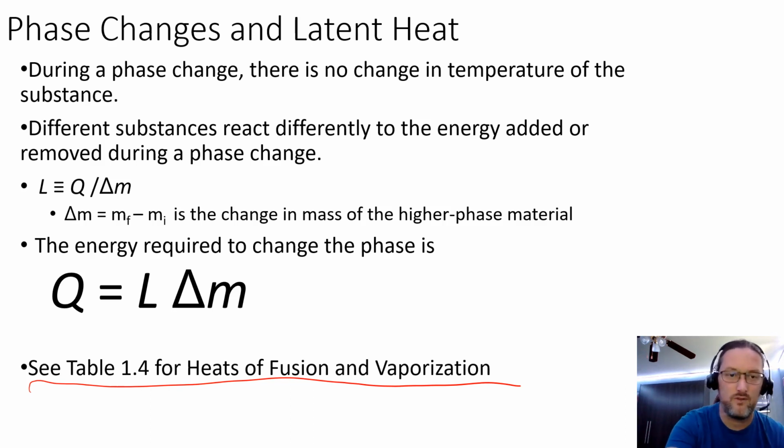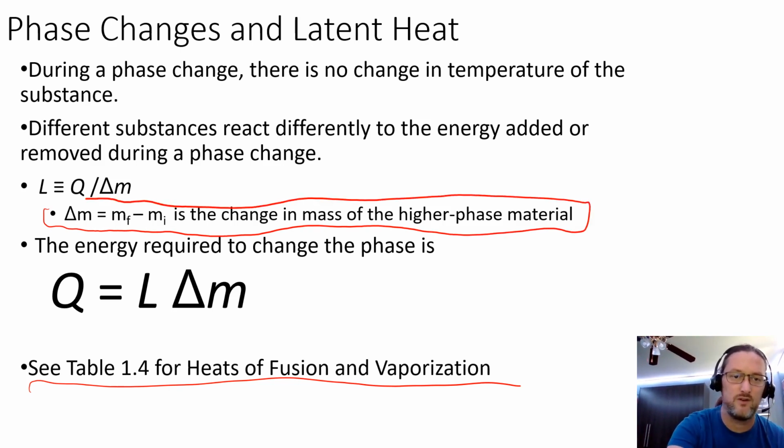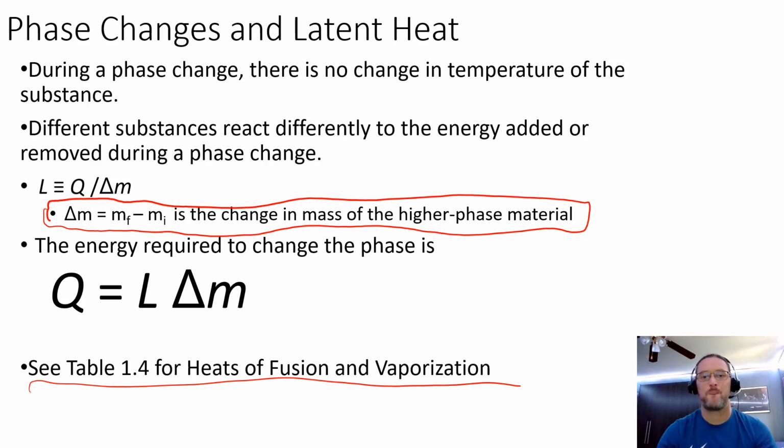right? So I'm going to put a little box around this. This is important: the change in mass of the higher phase material. So for the case of liquid water to solid ice, how much of the stuff started as water is m initial in that little Δm equals final minus initial, right? m initial is how much started as water. m final is how much ended as water. Because higher phase means the higher energy, higher temperature phase. How much started in the higher phase, that's m initial. How much ended in the higher phase, that's m final.